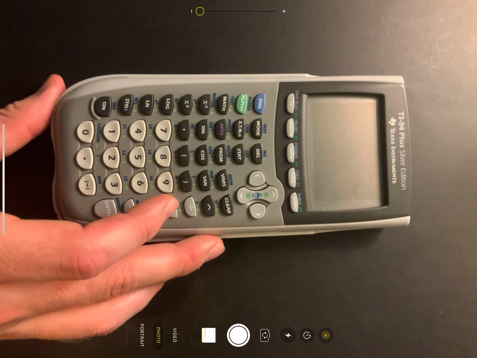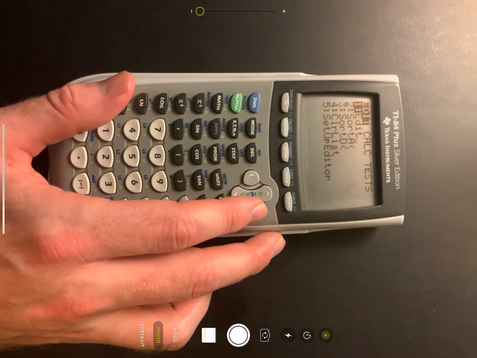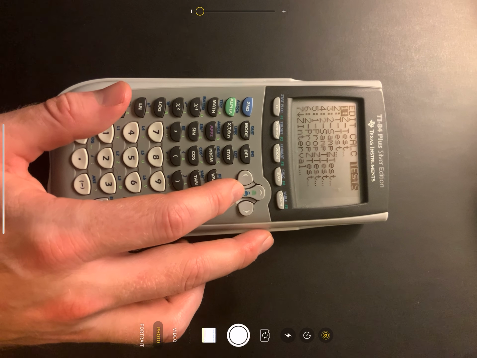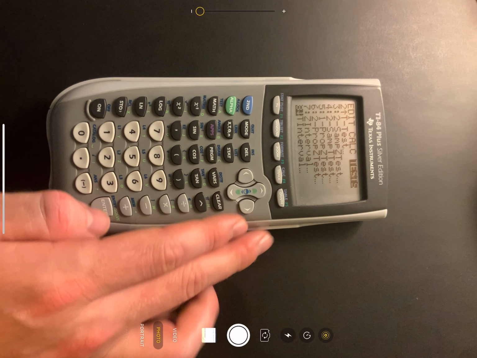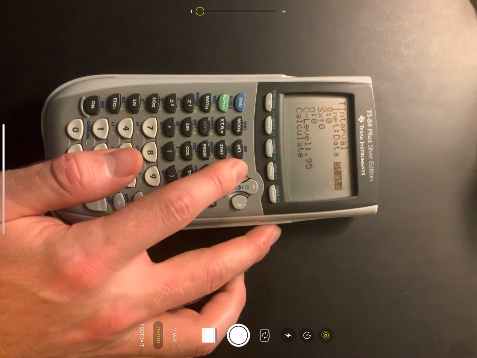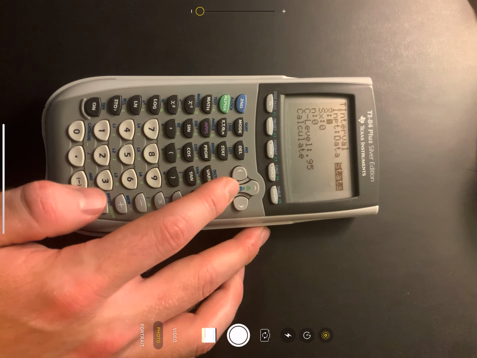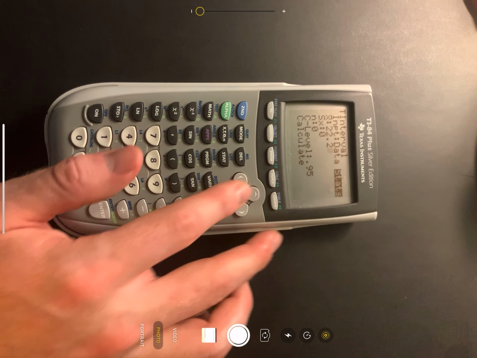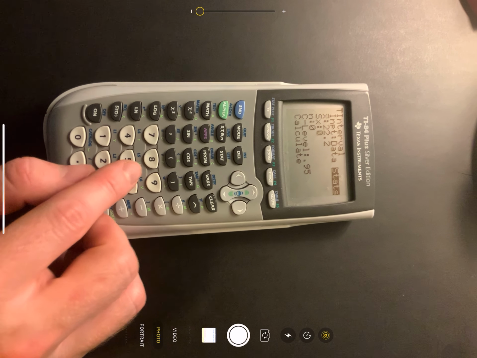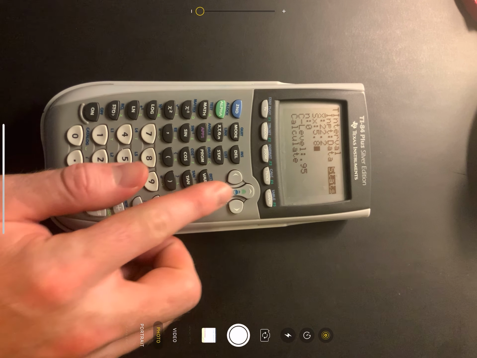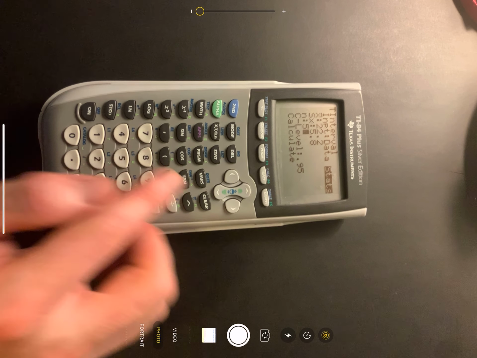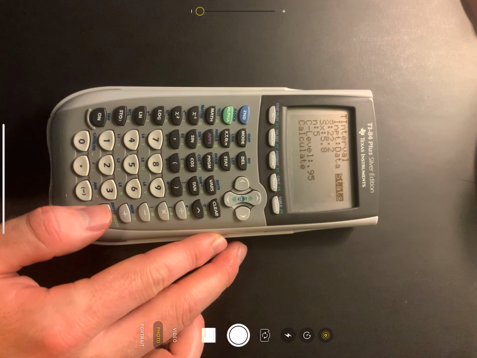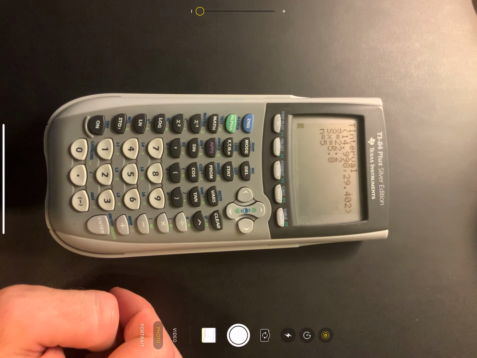I want to hit first stat. Okay. And then I'm going to go to tests and then down to 8 for T interval, hit enter. Now I have not data, but I have statistics, so make sure that's highlighted. My x bar is 22.2. My Sx is 5.8. And my n is equal to 5. My C-level is already at 0.95, so I'm going to hit enter, calculate, see if we get it.